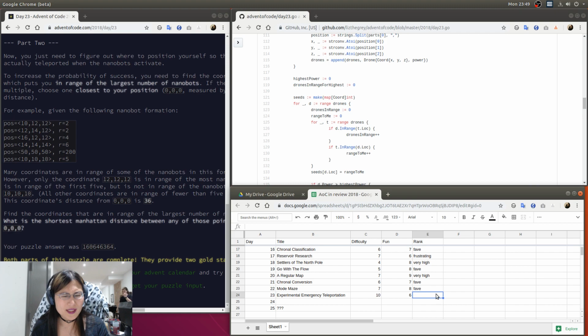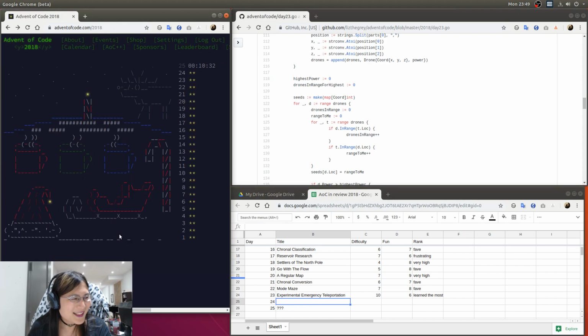But I do think I learned the most from this one. My 3 trees are legit. I work in geospatial. I don't know what you want.